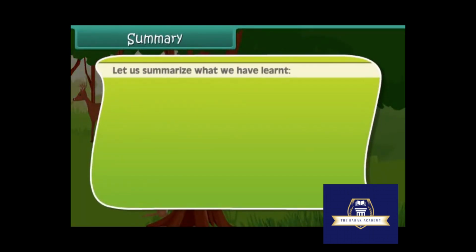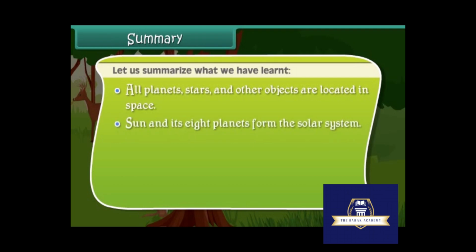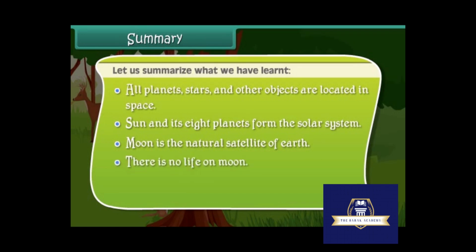Summary. Let us summarize what we have learned. All planets, stars, and other objects are located in space. Sun and its 8 planets form the solar system. Moon is the natural satellite of Earth. There is no life on Moon. Neil Armstrong was the first man to land on Moon.